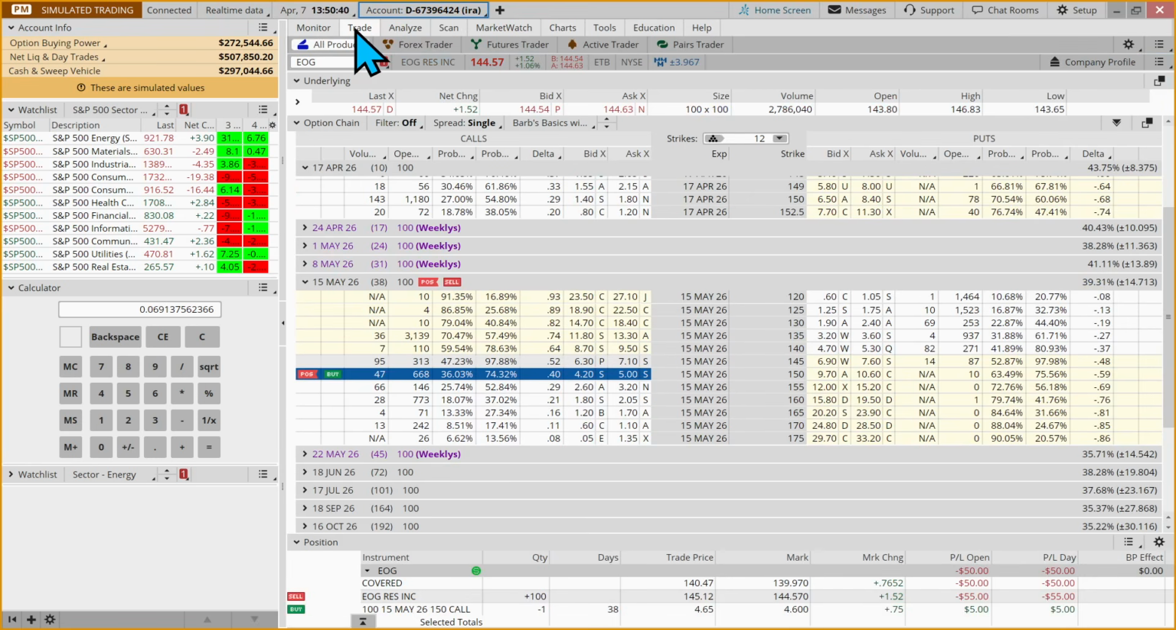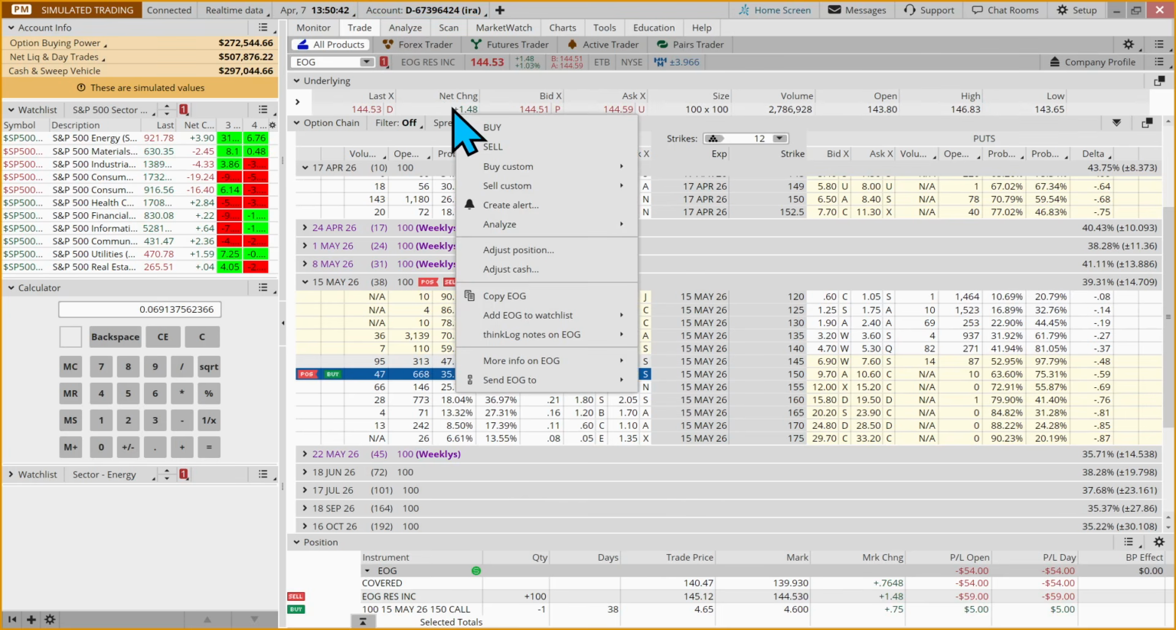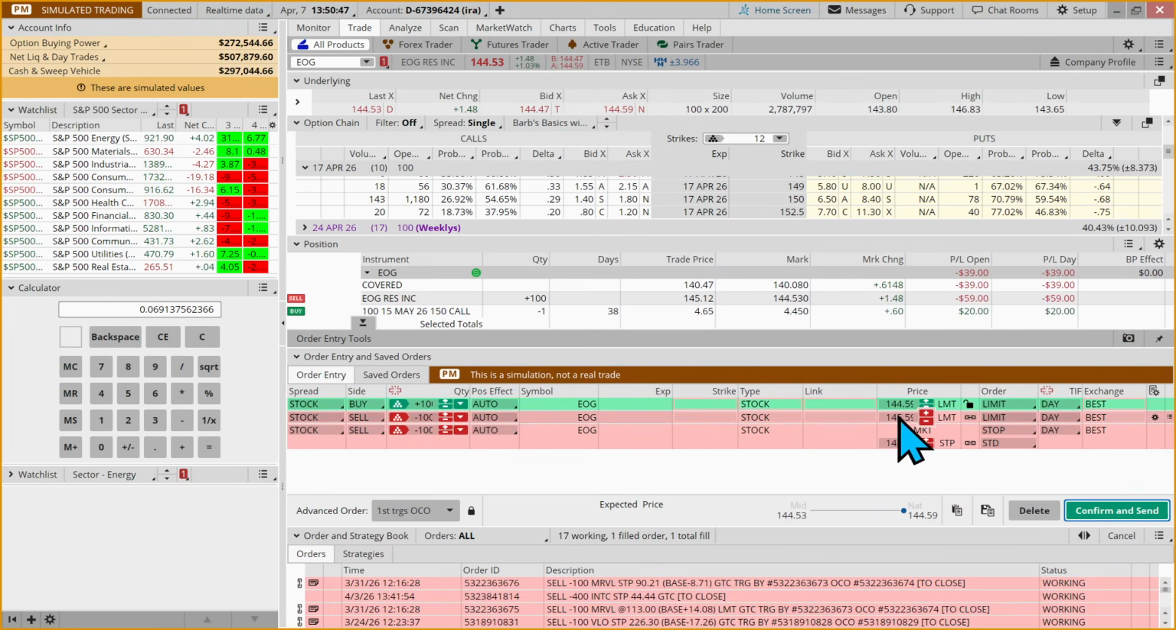So we're going to come to the trade tab. I'm going to right click. We're going to buy custom with an OCO bracket and say, hey, when this gets up to the previous high, I think that was around 151, that's going to be the target. Our exit is going to be below a recent low, and that's going to be at 135.69. We're going to make both of these good till canceled.